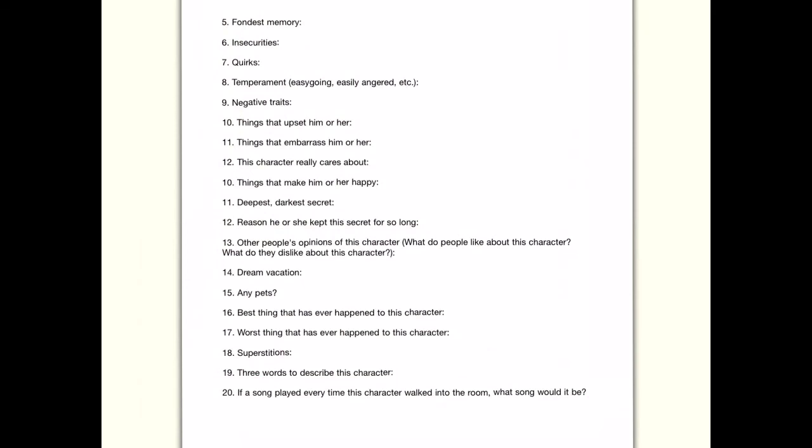So this is what we're going to do to develop a character before we start writing. Hope this has helped getting you ready to start developing a character to write for in class.